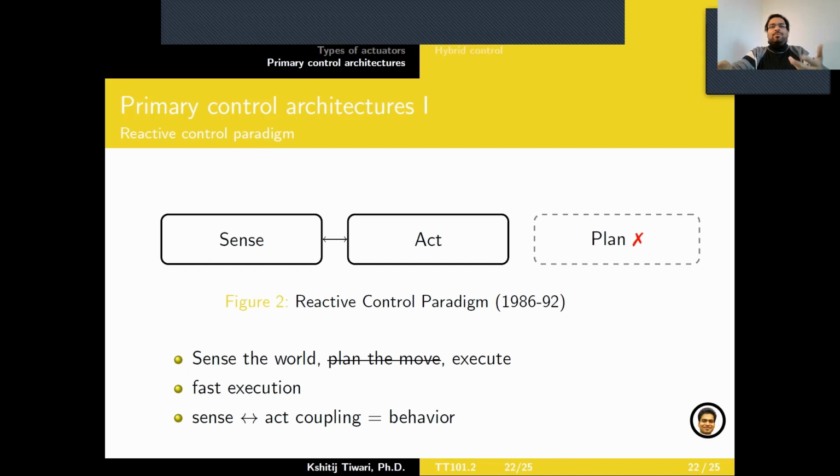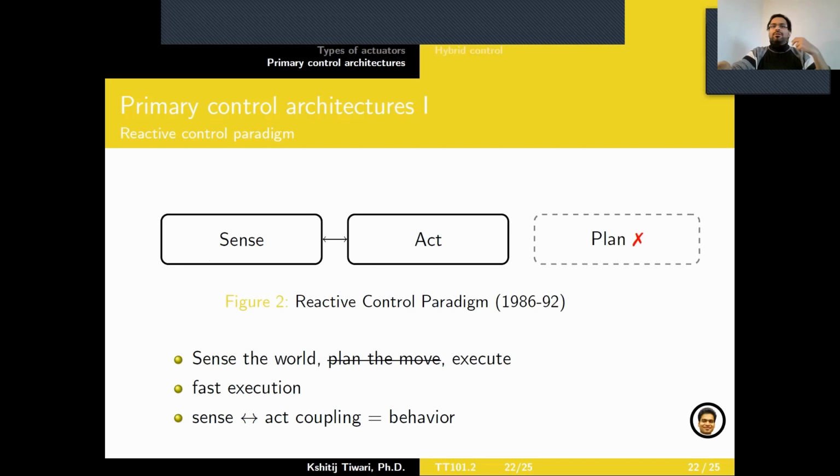Then came this architecture called the reactive control, which, as the name suggests, is reactive, not deliberative, which means planning is no longer involved. You sense something, you immediately act. Think of it like you touch a hot object, you immediately pull your hand back. You're not going to think, do I pull my hand back this way or that way, or should I go around in circles or whatever? There's no planning required. You immediately react to it. So planning goes out of the picture.